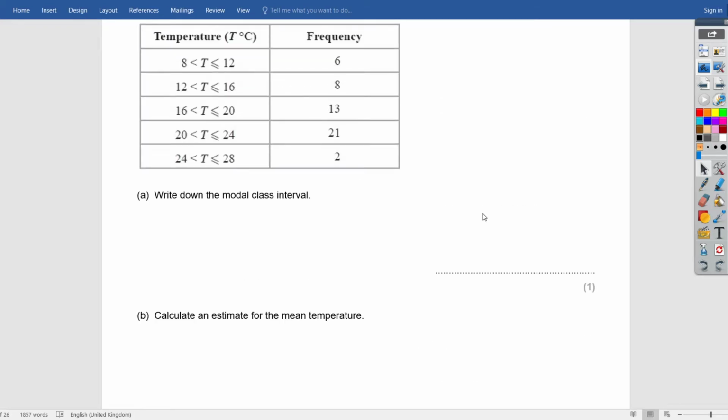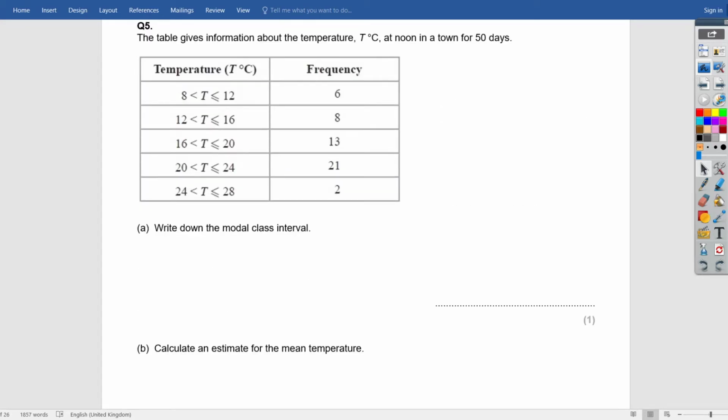Okay. So let's just do the first two here. So now, the modal class is the one with the highest frequency. The highest frequency is here. So the class interval that has the highest frequency is when t is between 20 and less than or equal to 24.